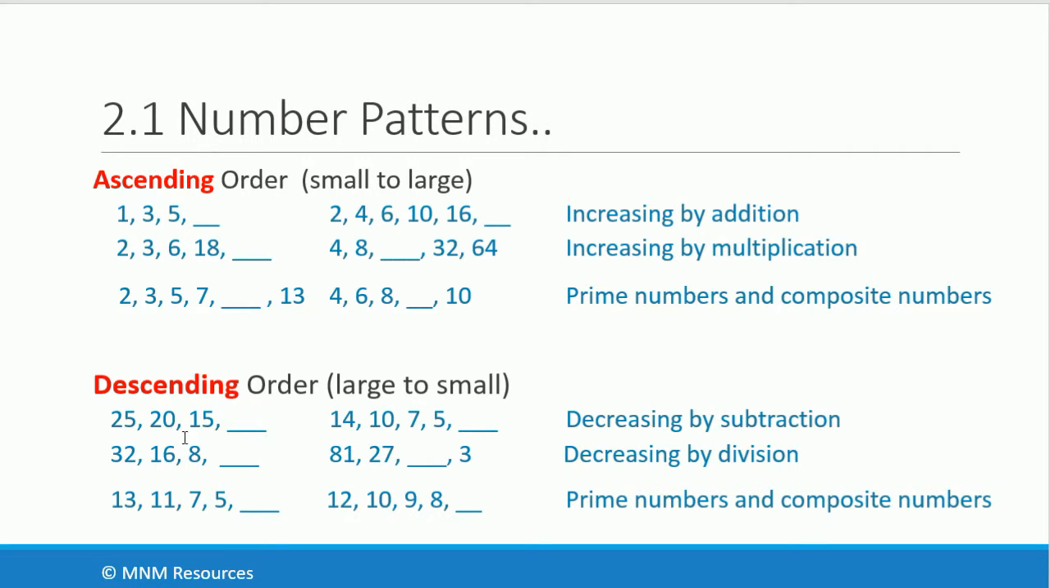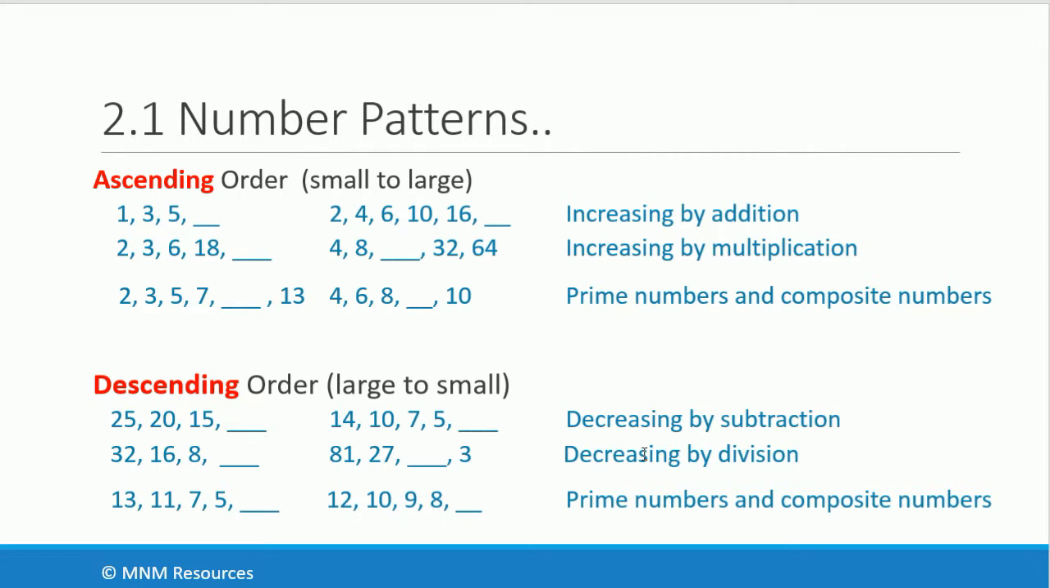Let's also look at some examples involving decreasing numbers, which involves division. So your number here decreases from 32 to 16, 16 to 8. You can see what's the difference between 32 and 16. 32 divided by 2 gives you 16, 16 divided by 2 gives you 8, 8 divided by 2 gives you 4.